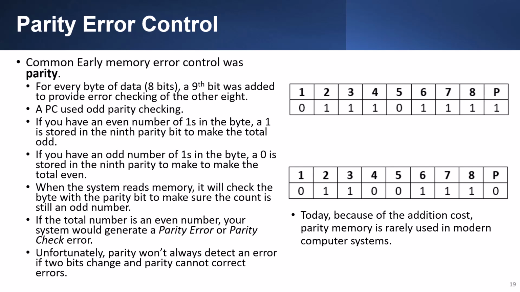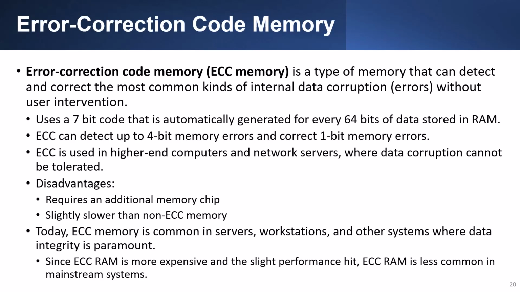A better form of error control is error correction code memory, or ECC memory, which can detect and correct most common kinds of internal data corruption without user intervention. ECC uses a 7-bit code that is automatically generated for every 64 bits of data stored in RAM. ECC can detect up to 4-bit memory errors and correct 1-bit memory errors. ECC memory is used in higher-end computers and network servers where data corruption cannot be tolerated. Its disadvantage is an additional memory chip, and it is slightly slower than non-ECC memory.